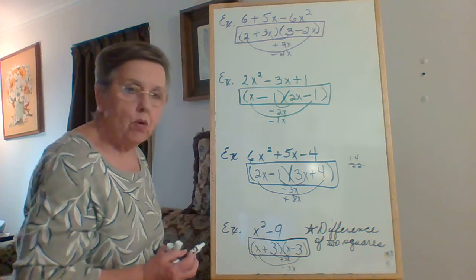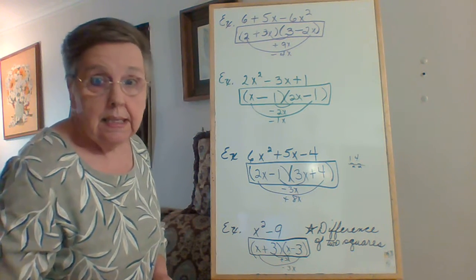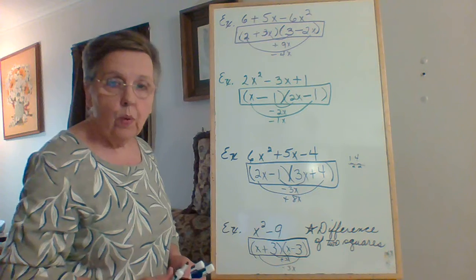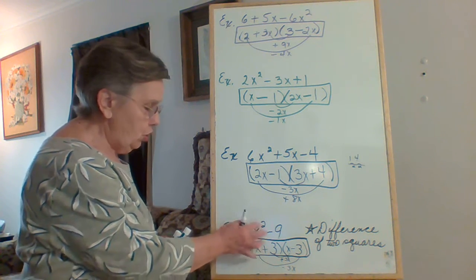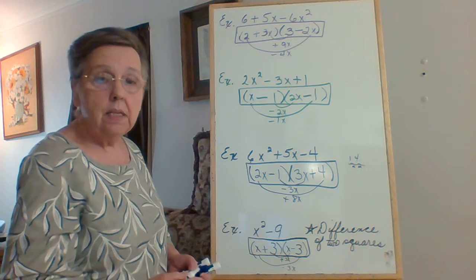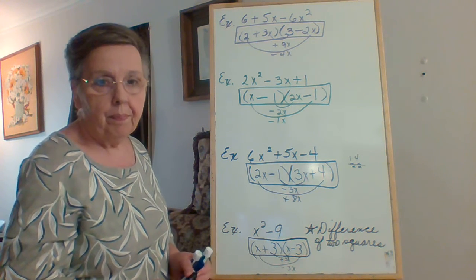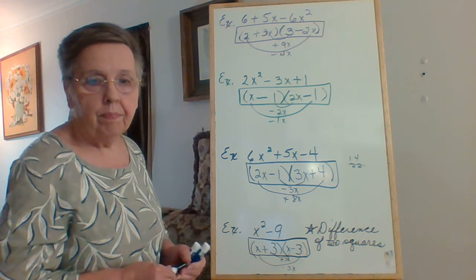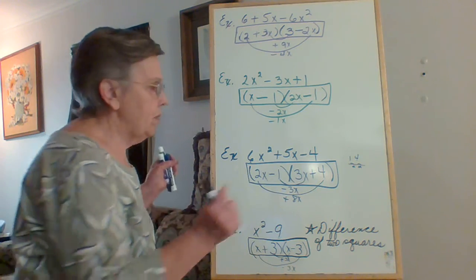Now this one is going to be fairly easy. If you see the difference of 2 squares, you should be able to do it without checking the underneath, because there is no middle term. No middle term. Let's try a few more of those.